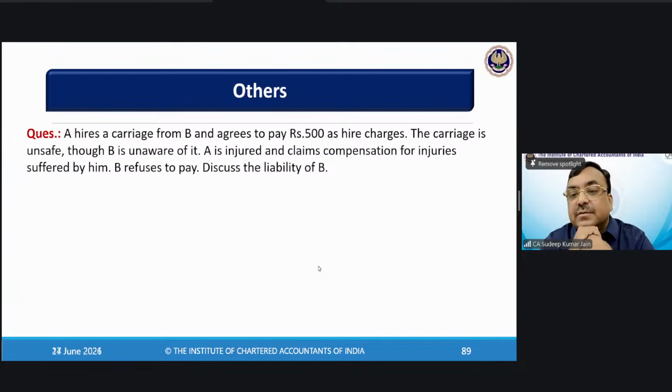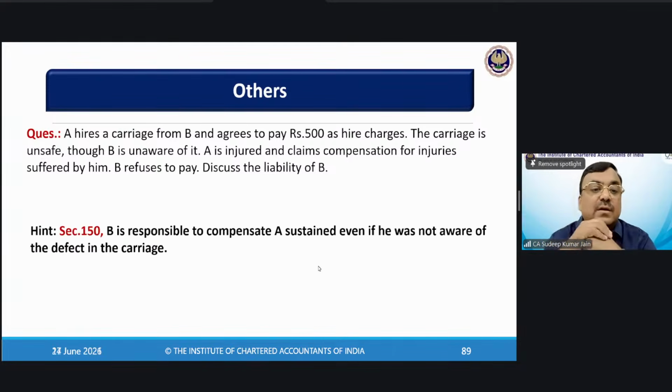Aisha is saying yes. Deepak is saying yes. Anyone else? Yes, very good. Vishnu? Everyone is saying yes. The answer is section 150: B is responsible to compensate A, even if he was not aware of the defect in the carriage.